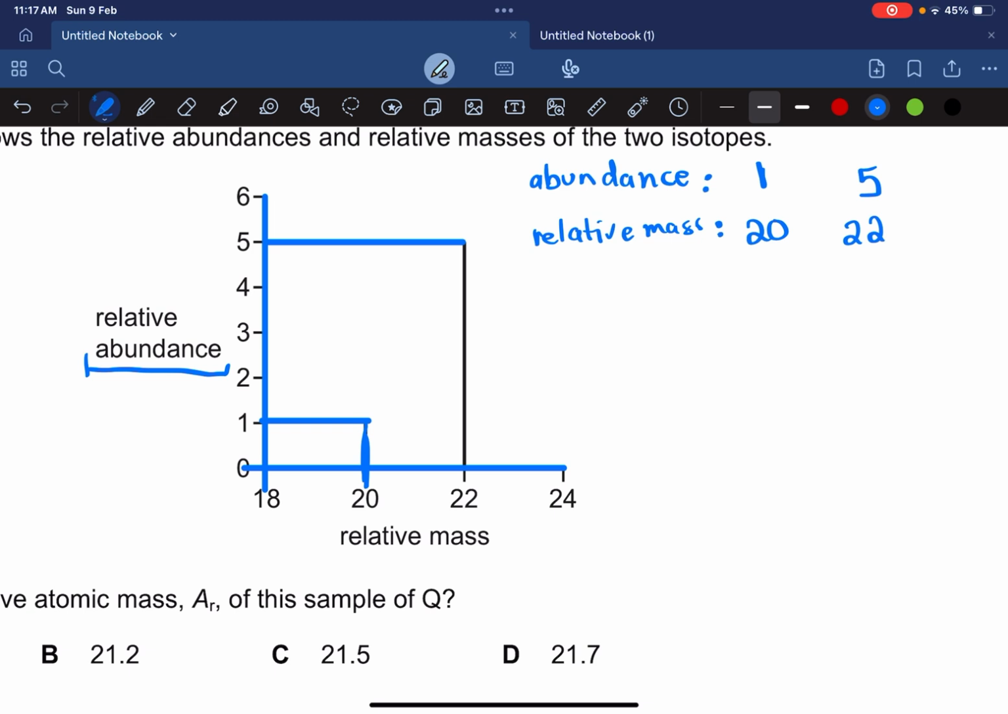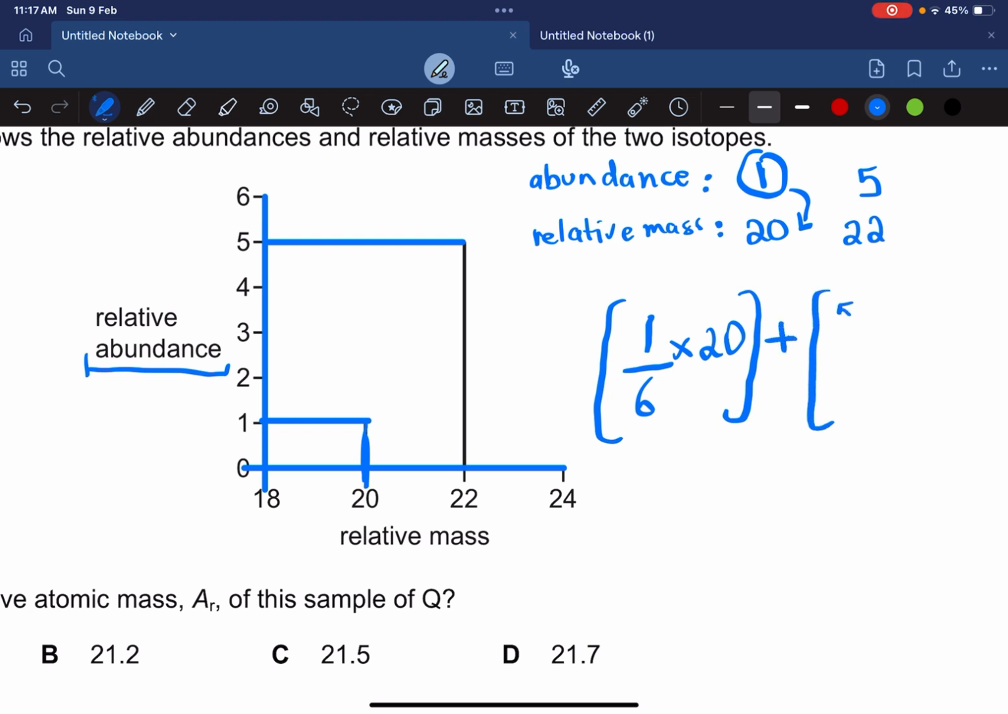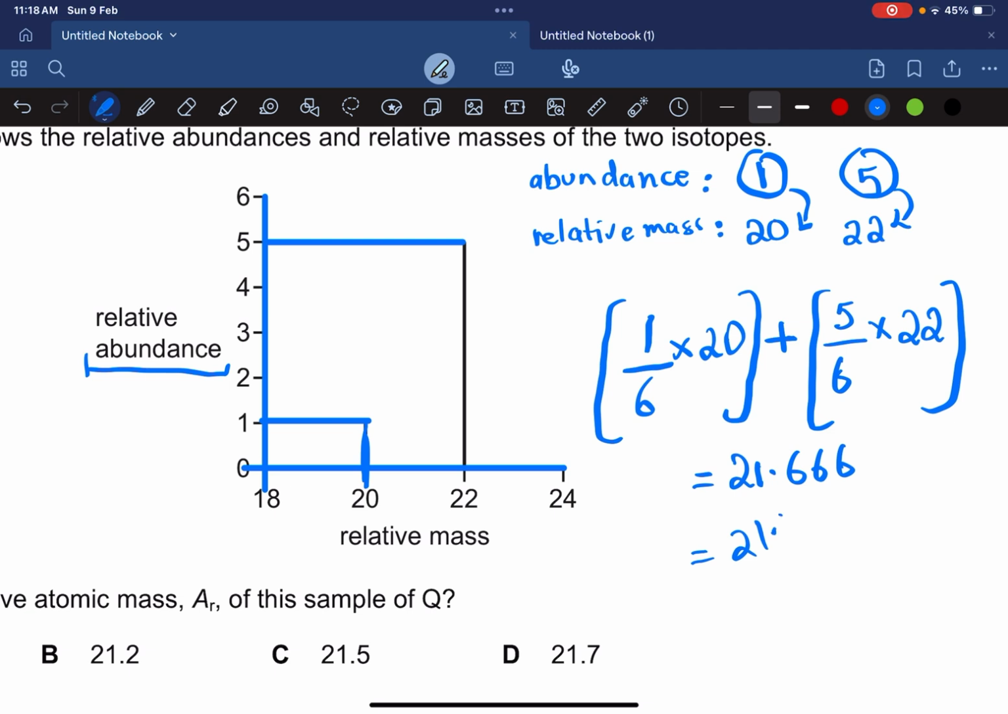So I'm going to learn this formula: 1 over 6, where 1 is my abundance for the isotope of mass 20, into 20. I'm going to repeat. First we add the total abundances, then we write the abundance of the first isotope as a fraction like this and multiply it with the relative mass, and we add it to the second. Second abundance is 5, so it's going to be 5 over 6 into 22. 22 is basically the relative mass. And for this the answer is going to be 21.666, which can be rounded off to 21.7, and here you go with the answer, which is D.